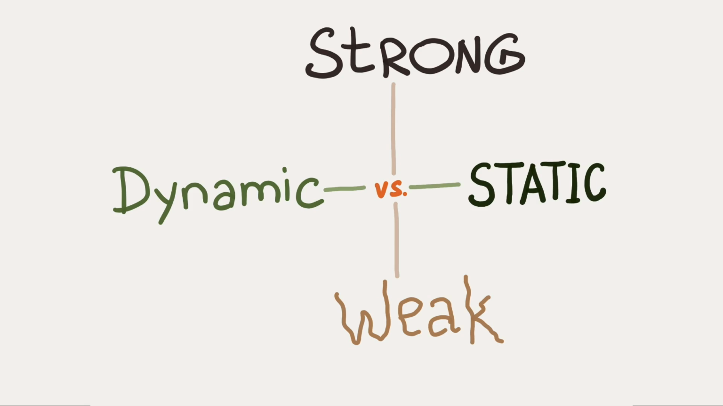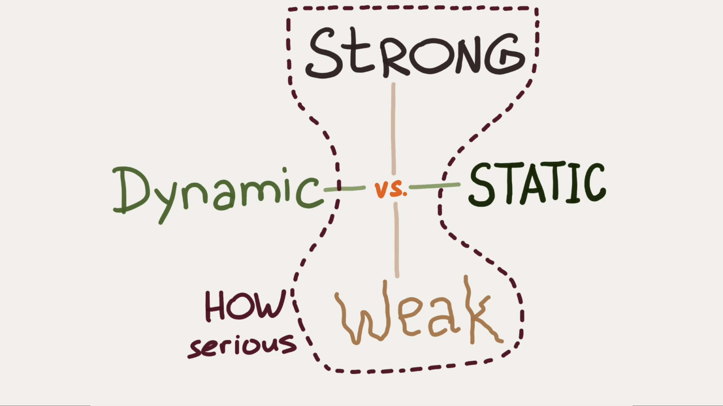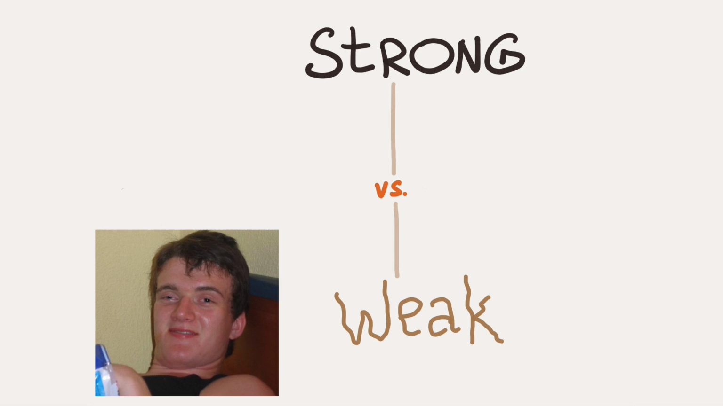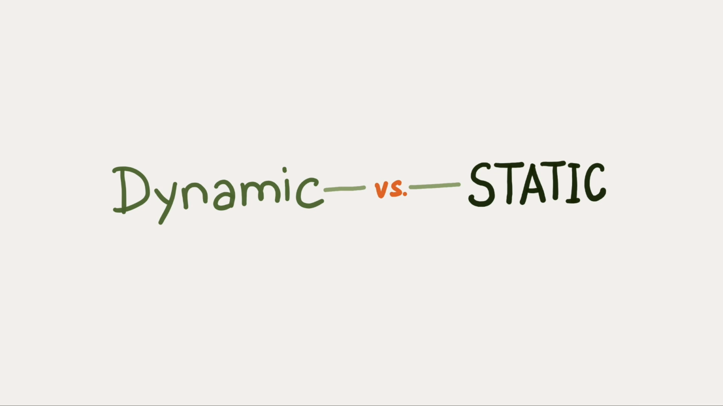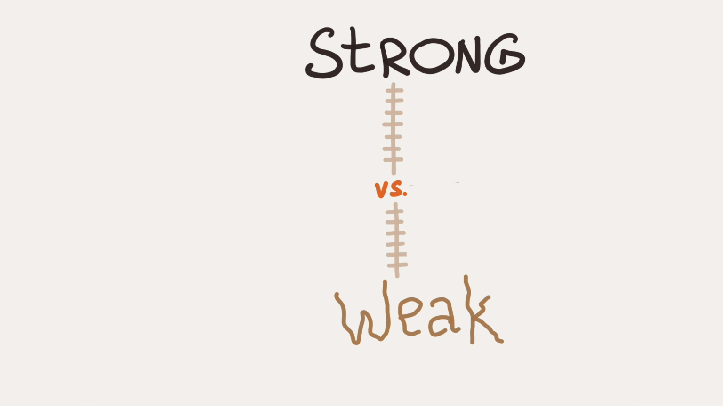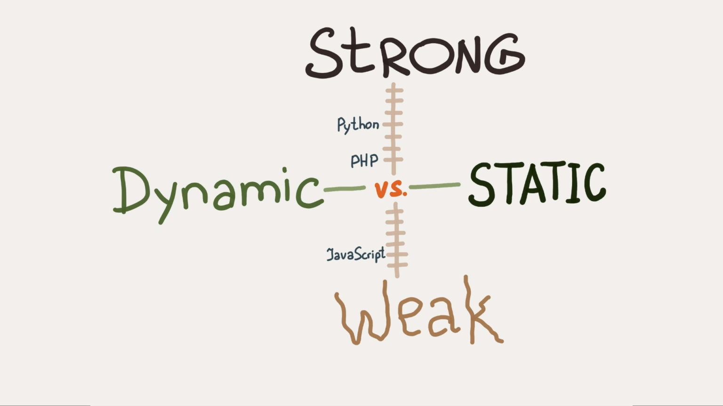This has nothing to do with dynamic versus static typing, which is about when to check for types. Strong versus weak is about how serious you get while checking the types. You can say that weak typing is relaxed typing and strong typing is strict typing. Unlike dynamic versus static, the strength of the typing system is a spectrum. JavaScript has very weak typing. PHP has somewhat stronger typing, Python even stronger. And all three are dynamically typed languages.